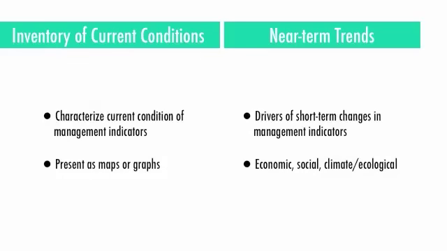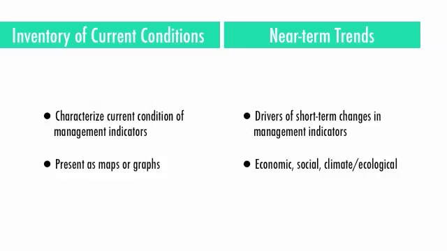Inventory of current condition is very simply a way of characterizing what the state of the management indicators are relative to the objectives. And they can be presented as maps or as graphs, typically graphs with lines on them, as I've shown you, or maps, red, yellow, green, whatever it might be, just to give us an idea of the state of the environment, broadly defined, socioeconomic, ecological environment, and gives us that kind of situational awareness, to use a military term.